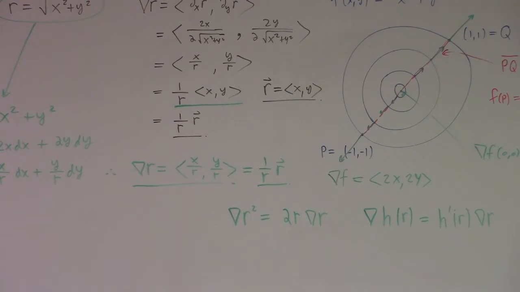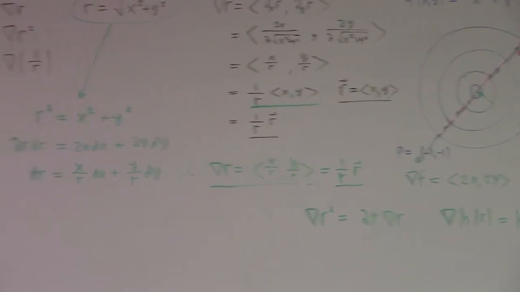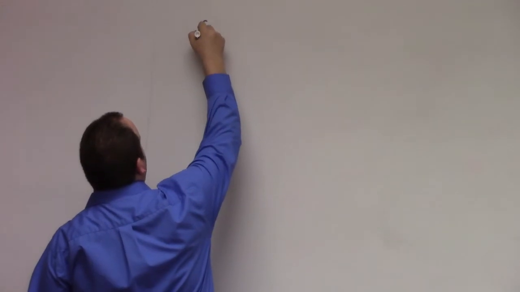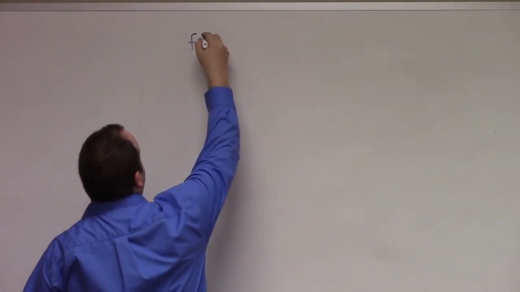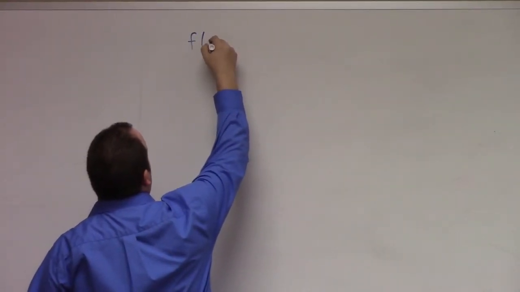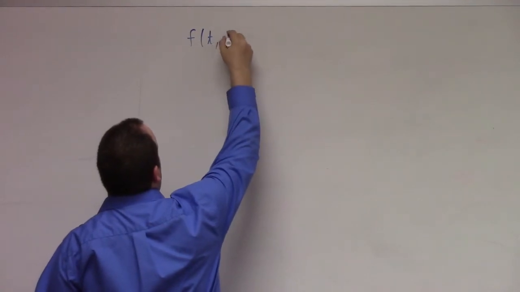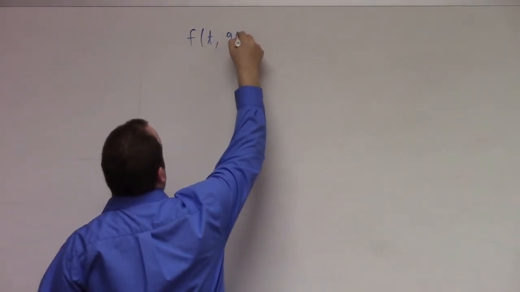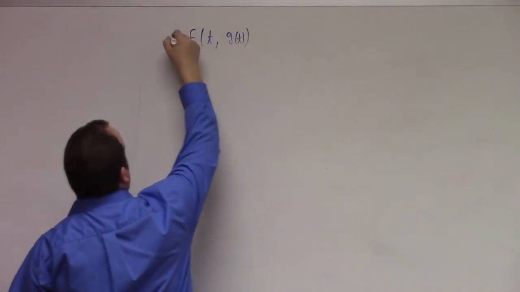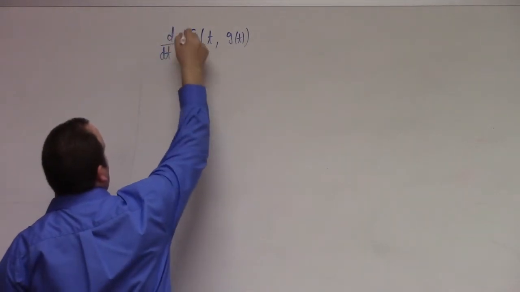Now, something you guys haven't asked me yet, but you should ask me at some point, is when is the total derivative and the partial derivative the same? When are they different? When is there an opportunity for being confused about which is which? I want to show you that. So suppose you have a function, which is a function of, say, t and g of t. If you differentiated that with respect to time, what would you have?